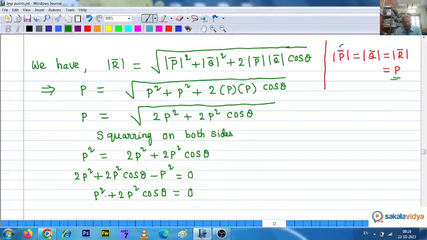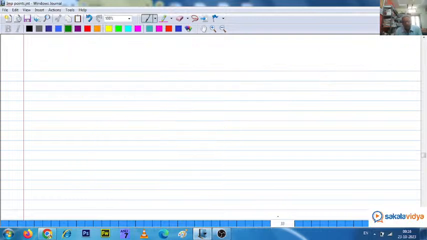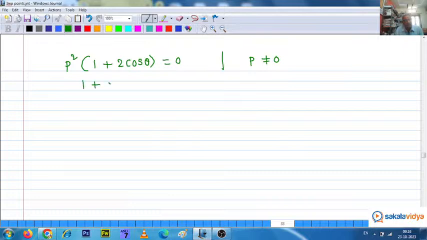So next we can take out p square common. If we take p square common, we have 1 plus 2 cos theta equals to 0. So mathematically, the product of p square and 1 plus 2 cos theta is equal to 0, which means either p square must be 0 or 1 plus 2 cos theta must be 0. But p is the magnitude of p bar, so this cannot be 0. P does not equal 0. That's why 1 plus 2 cos theta must be equal to 0.